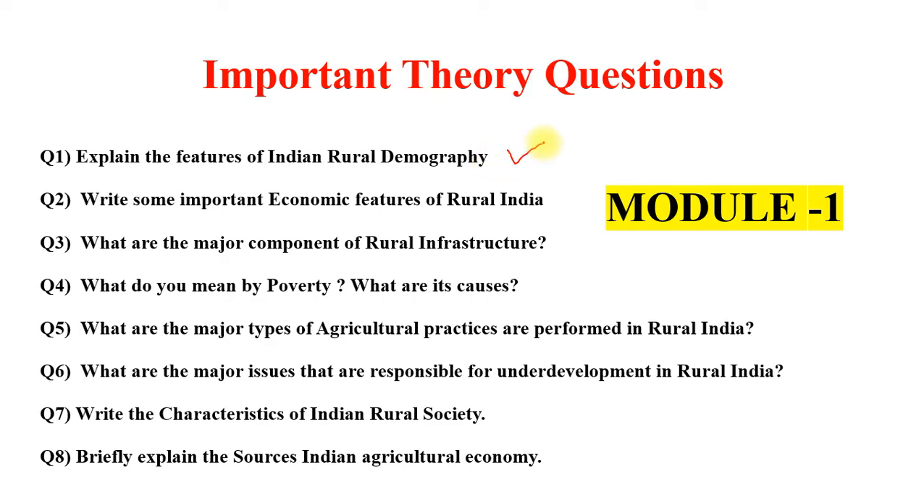features of rural is very very important. Major components of infrastructure is very important. Poverty and its cause is very very important. What are the types of agricultural is okay. What are the major issue responsible for underdevelopment? Very important. And what are the sources of Indian agricultural economy is important. Okay, these are 8 questions. You'll have to learn all of them. But among that also, these 4 or 5 questions which are marked are very very important among those 8. Okay, that is from the very first module.